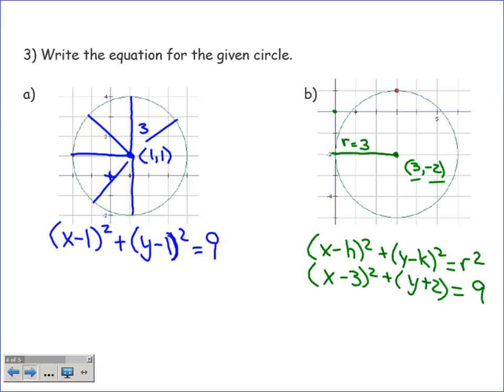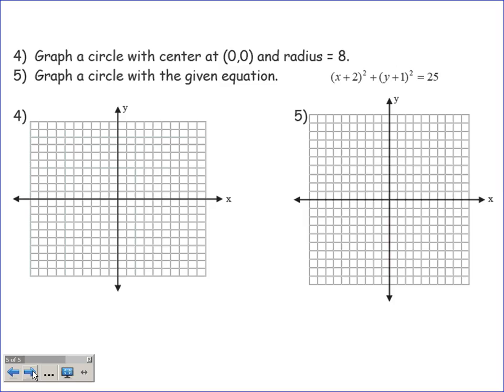Okay. Let's see. There was one more thing on here. I don't remember what it says. Oh, graph the circle with a center 0, 0, and radius of 8. So this is a little more challenging. So our center is 0, 0, so we're going to plot that on there. That's pretty easy. Center 0, 0.